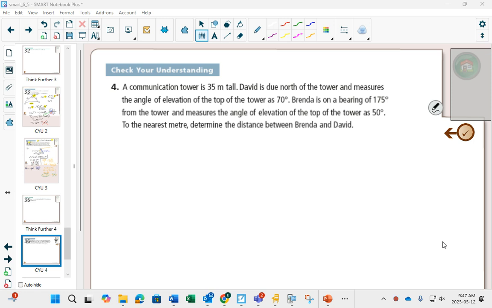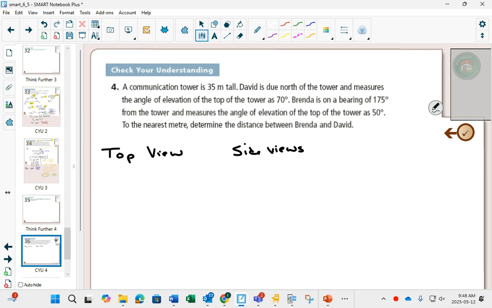Now a little bit of guidance. You've been trying to draw this on your own. I want you to draw 3 different perspectives. I want you to draw a top view, as if you were in the sky looking down, straight down. I would like you to draw side views, if you were looking at the tower in David and the tower in Brenda.